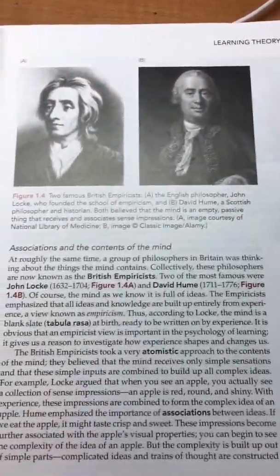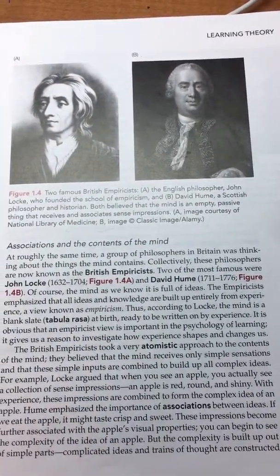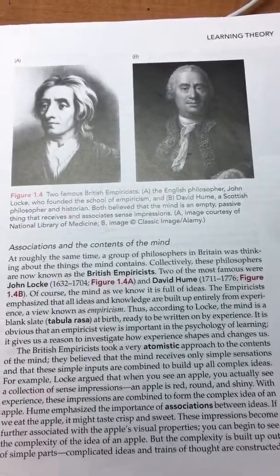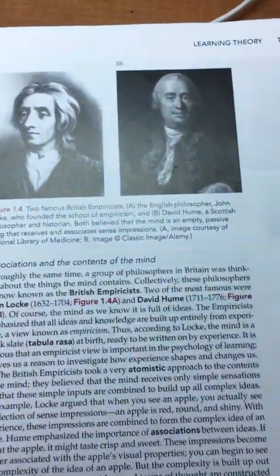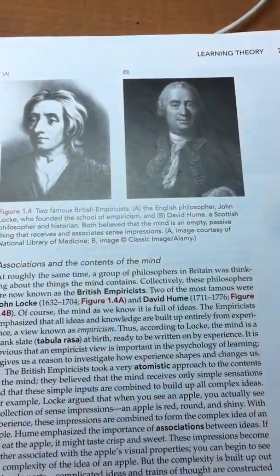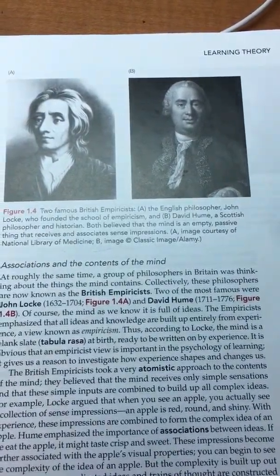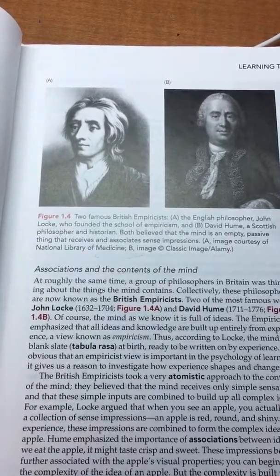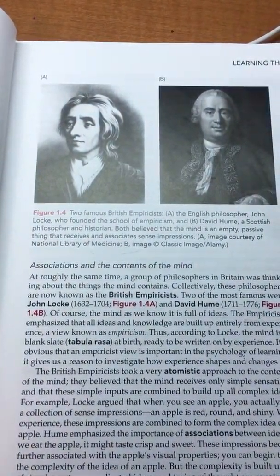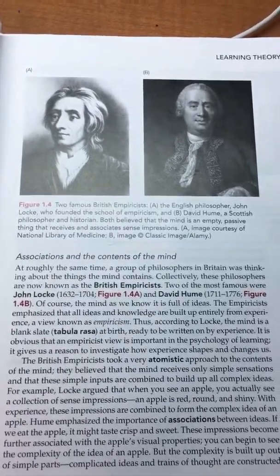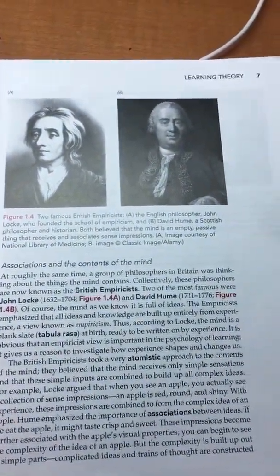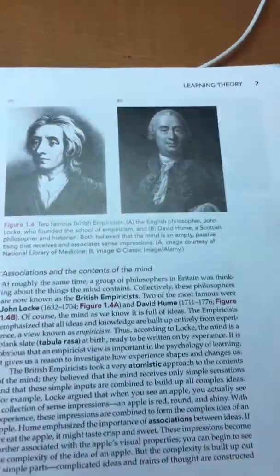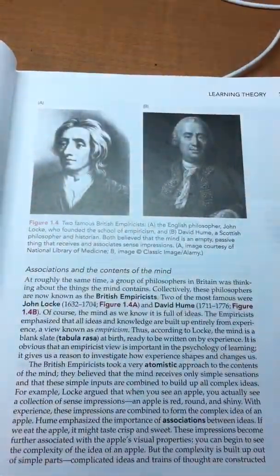We then move on to two famous people who were known as British empiricists, and they are known as a group of philosophers who believe that the mind is built up from a person's experiences. These philosophers have an atomist view, which means that simple inputs could be combined to be built up into complex ideas. So on the left here we have John Locke, who introduced us to the idea that the mind is a blank space, also known as the tabula rasa, and he also founded the School of Empiricism. On the right here we have David Hume, who emphasized the importance of association, the connection between two or more things.